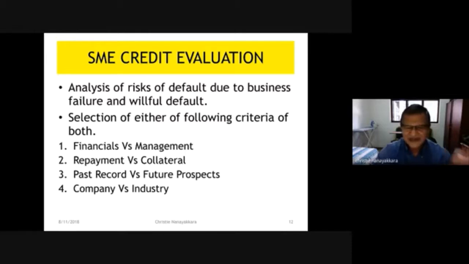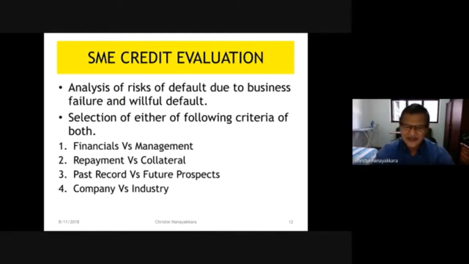Then past record versus future prospects. Sometimes we go by past records. Past records are very important because if he has serviced a facility right on time, we consider him as a good customer. If he has defaulted in the past, we look at him like, he's not a creditworthy guy.